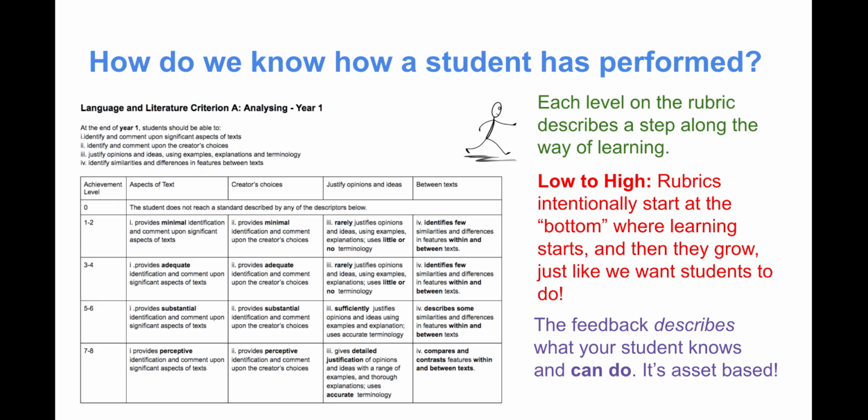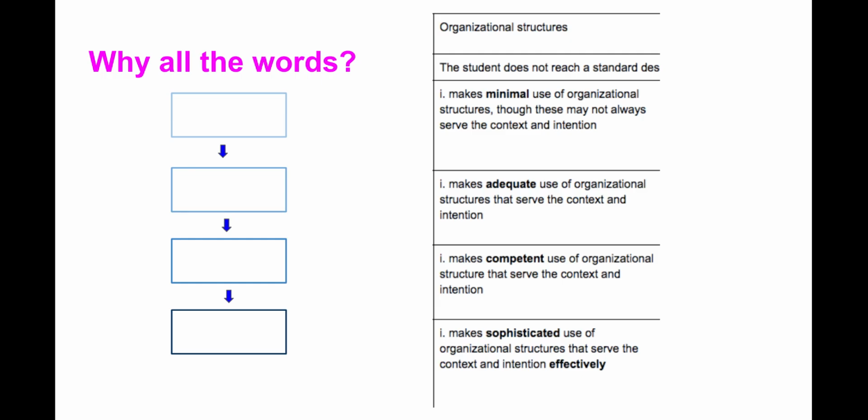And then how do we know how well a student has performed? Each level on the rubric describes a step along the journey of learning. Rubrics intentionally start with the beginner band, that 1-2 band. It describes, in affirmative language, what you can know and can do so far. So it might be minimal, it might be limited, it might be rigid, it might have a number of mistakes, but this is where you start as a learner and then you grow over the course of the year up to those higher bands of the rubrics. So we can see that over time, a student can grow.